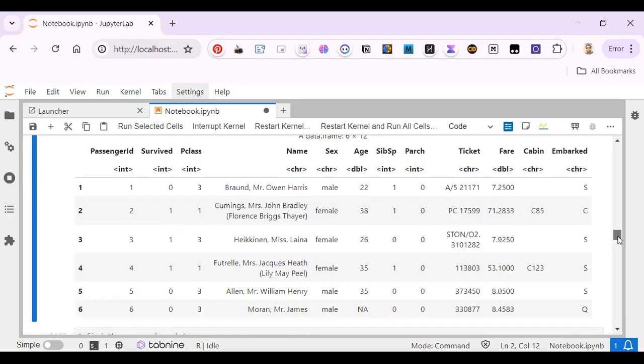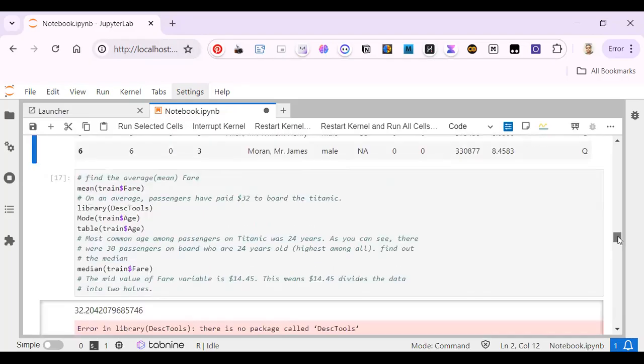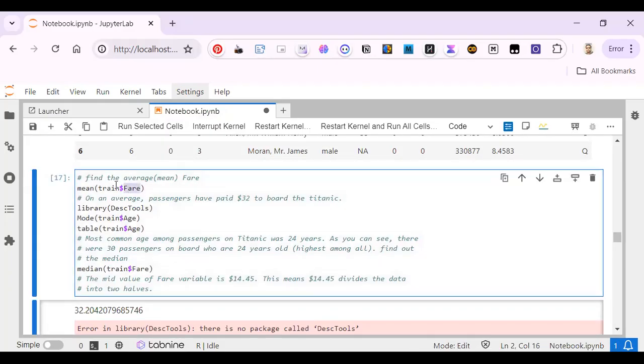Now the question comes: for this data, can we find such kinds of values, like whatever we explained? For example, here is fare, here train is there, and train is the data frame, fare is the column. So for every column, if you want to get it from a data frame, we have to give that dollar symbol. So train, dollar symbol, and fare, we got it.